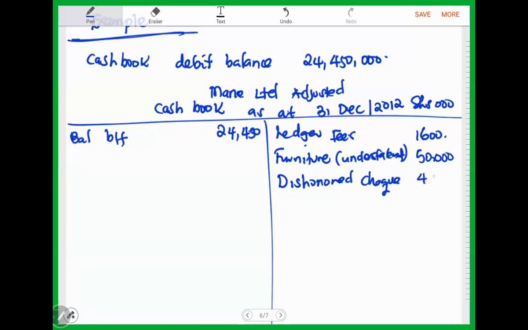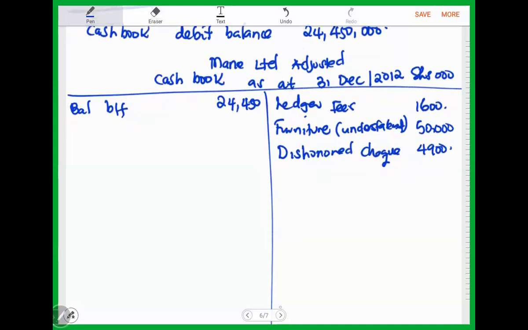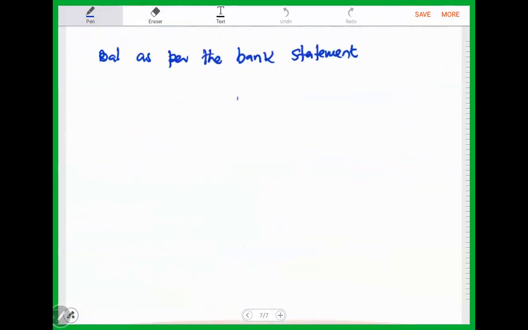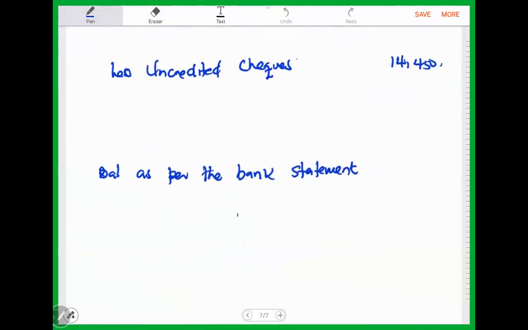That is 4.9. But the bank had also received it and did what it had to do. So because it subsequently notes that this person did not have money and dishonored it, it means they had recorded it, and therefore, even here also from our transactions, we must less this dishonored check.